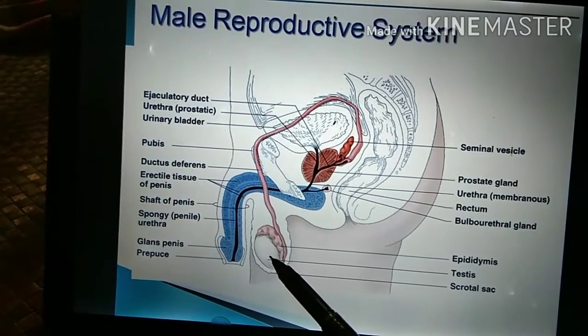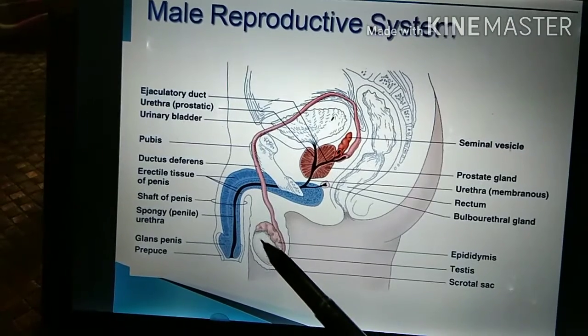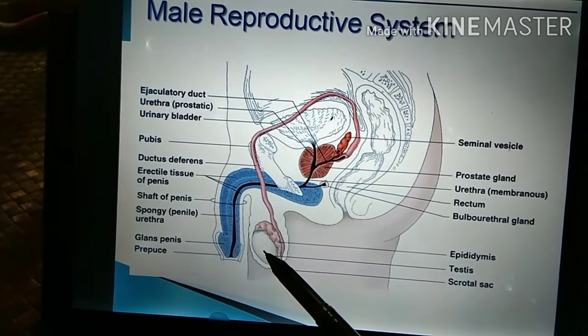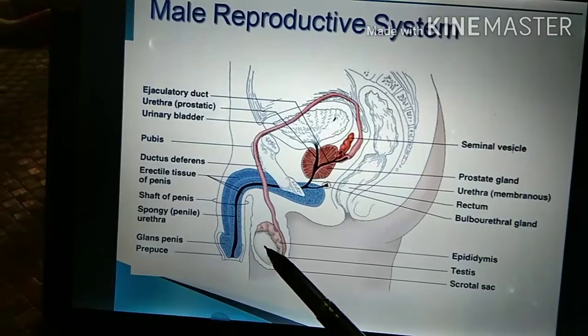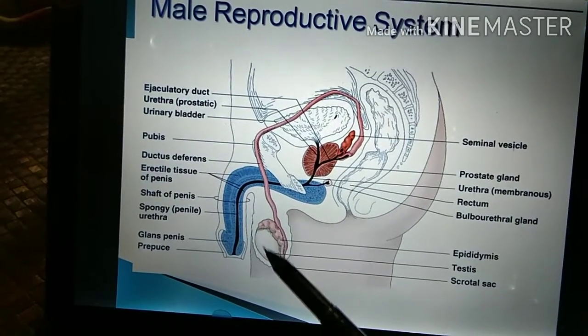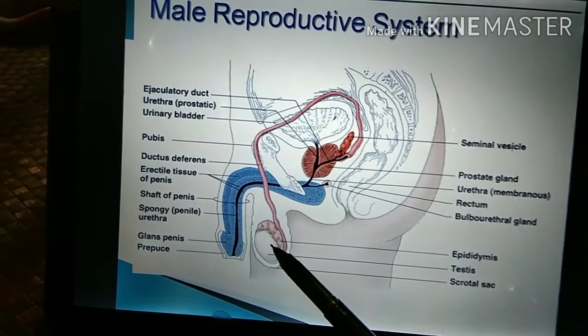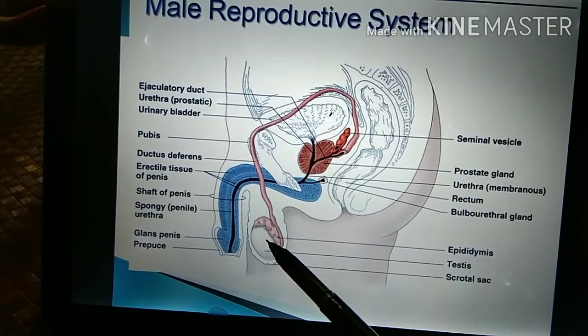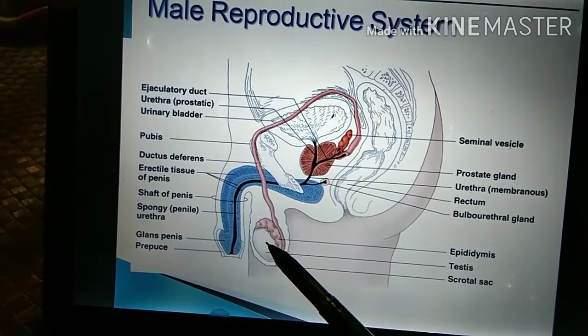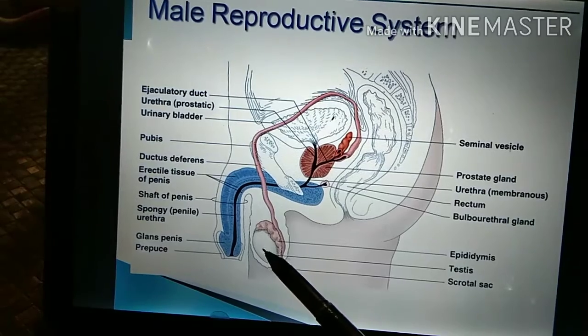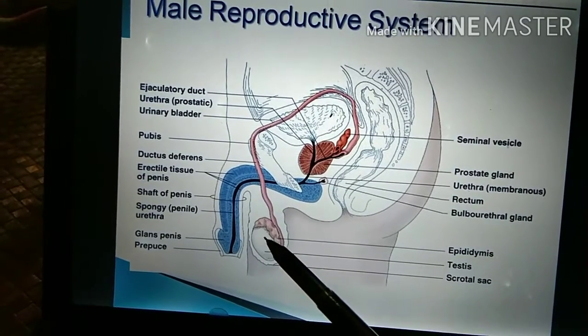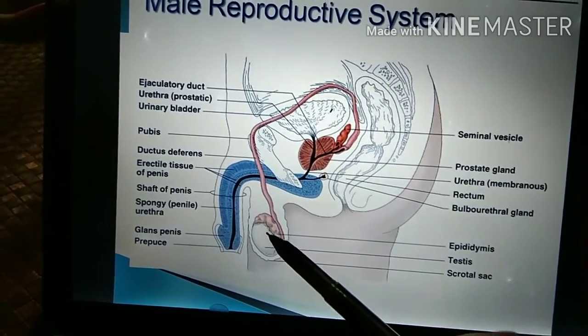The testes are responsible for making testosterone. Here testosterone, the primary male sex hormone, is produced, and sperm is generated. This is the part that produces sperm.